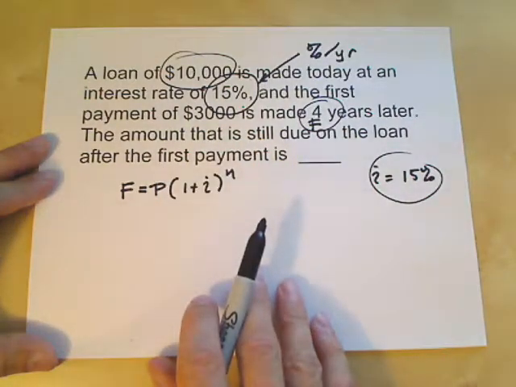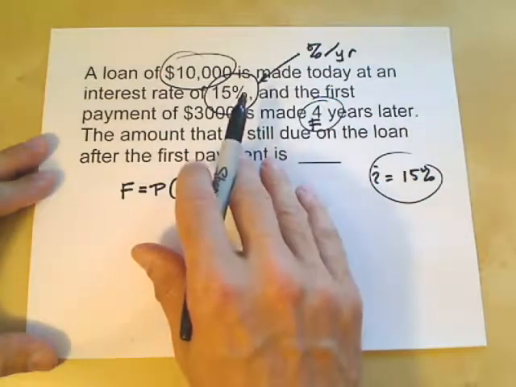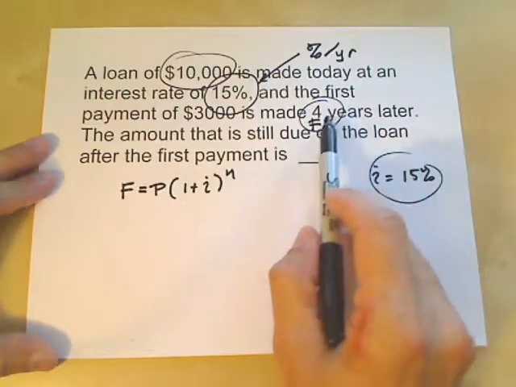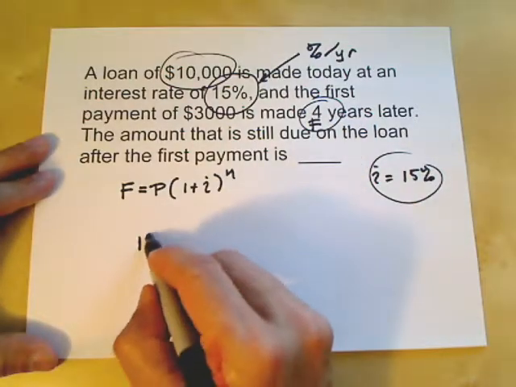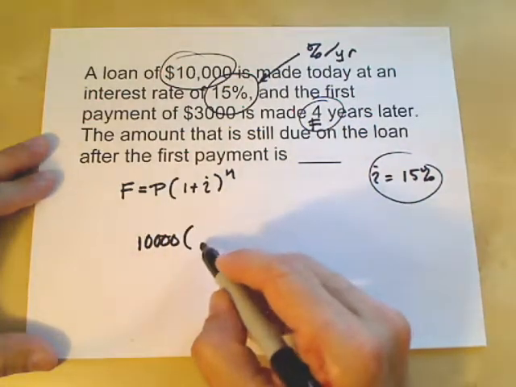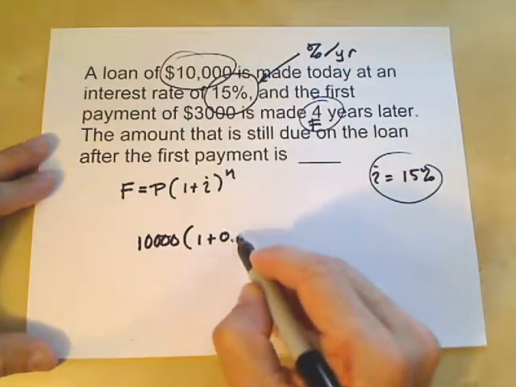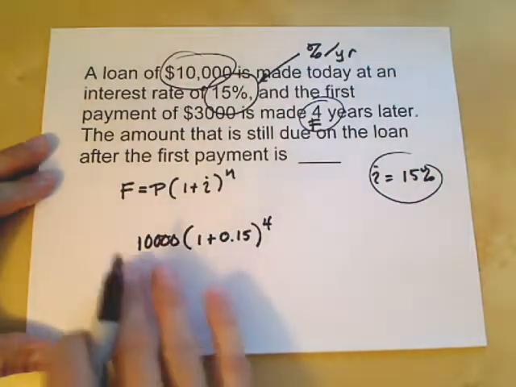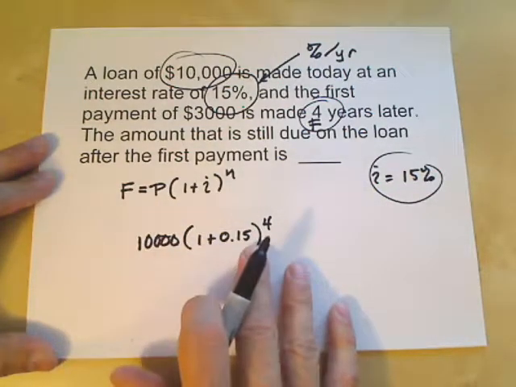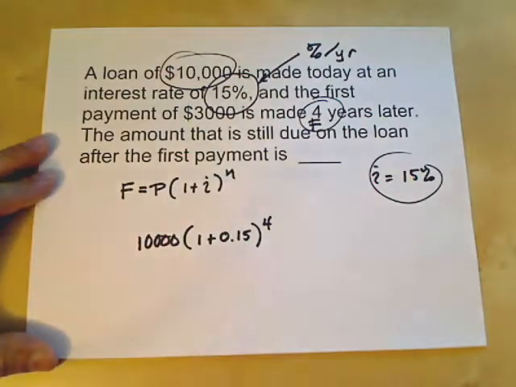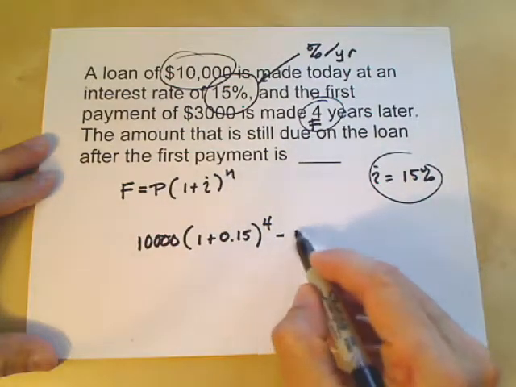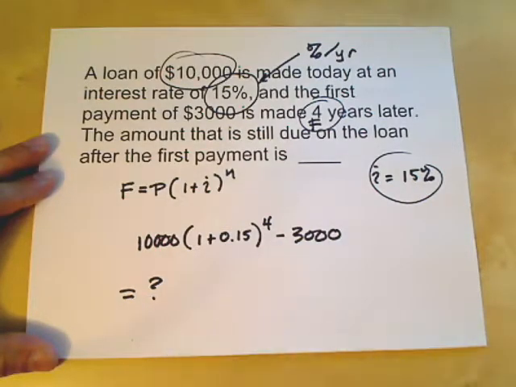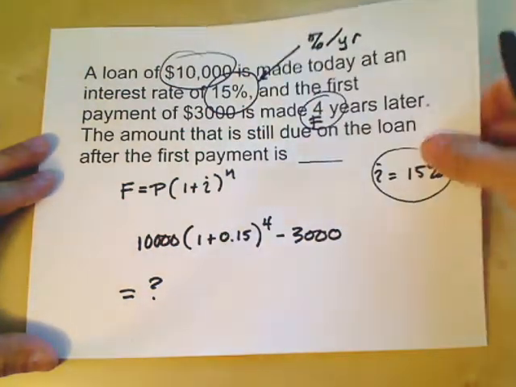Let's break the problem down into two steps. The first thing we want to know is what was the balance of the loan right before the payment was made? That's going to be $10,000 times (1 plus 0.15) raised to the 4. Right before the $3,000 payment was made, this was the balance. And then $3,000 was paid. Put your answer in the response.